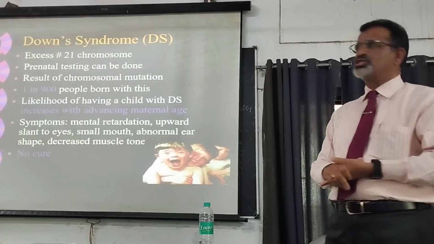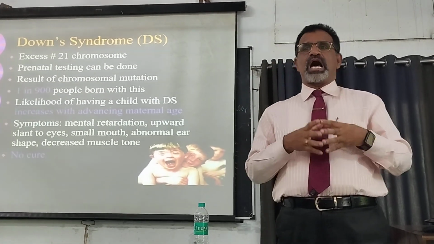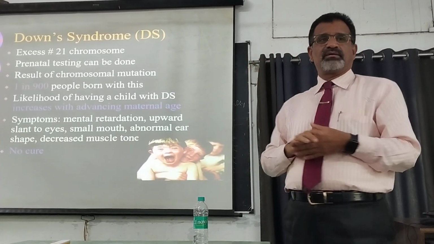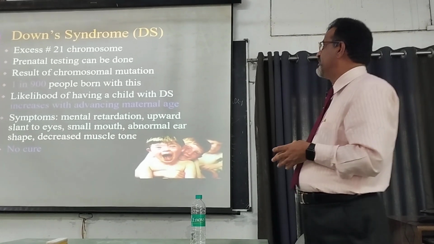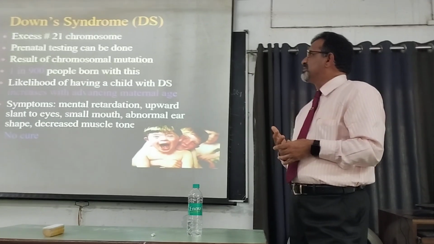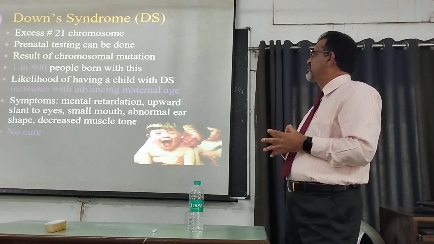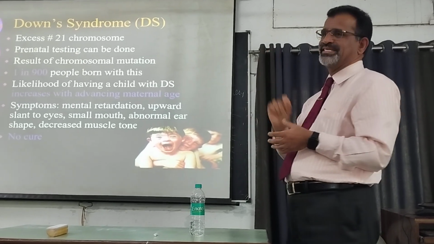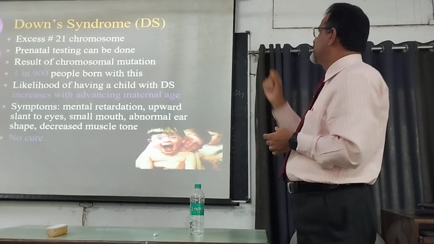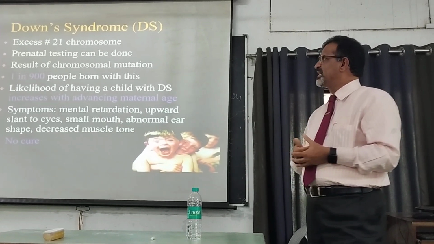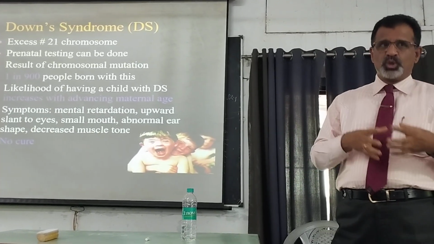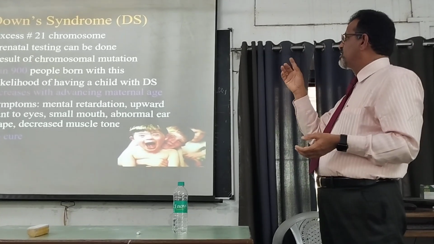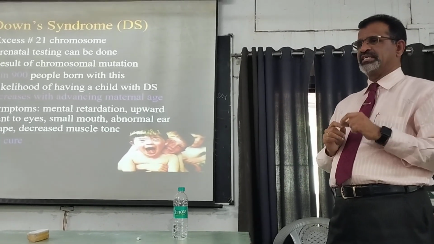Let us understand what is Down syndrome, which is also called DS. Down is the name of the person who first described this syndrome in the world. Here there are excess 21 chromosomes. In the karyotype, I will show you what the excess means. There is a provision to do prenatal testing in order to diagnose this Down syndrome. This is due to chromosomal mutation. So the mutation is the cause.